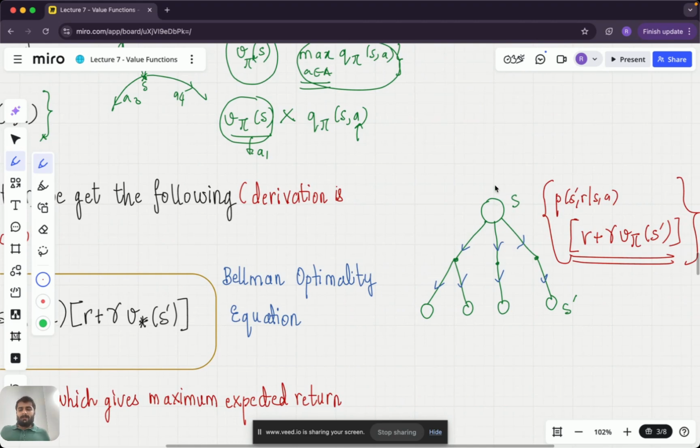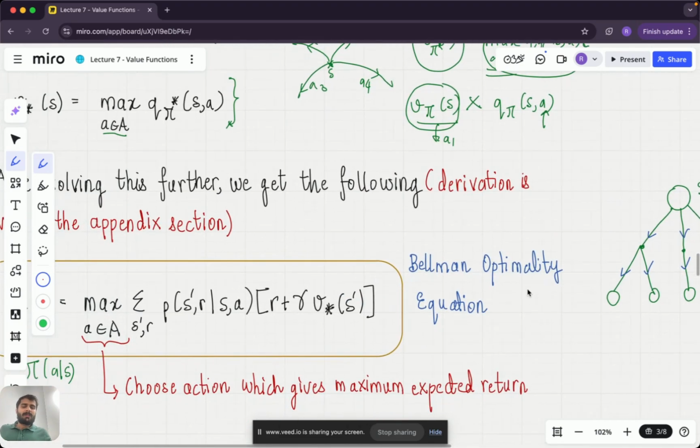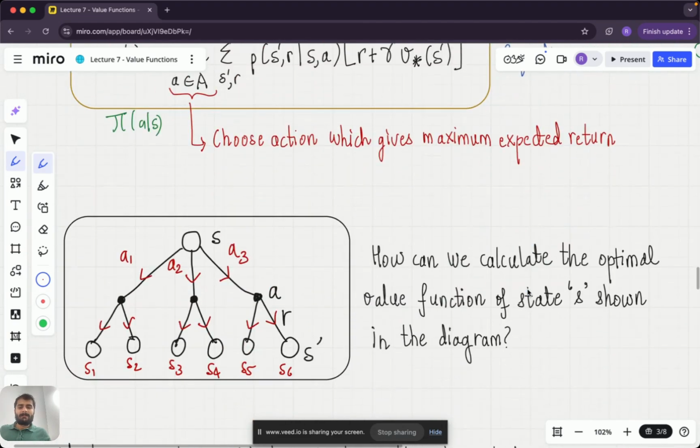So essentially, in the Bellman equation which we saw previously, we were adding the return plus the discounted next value for all of these paths. But in the optimality equation, you don't add the values you get for all the paths, but you only choose that path which gives you the maximum reward along the way plus the discounted value of the next state. So, this is what the Bellman optimality equation says.